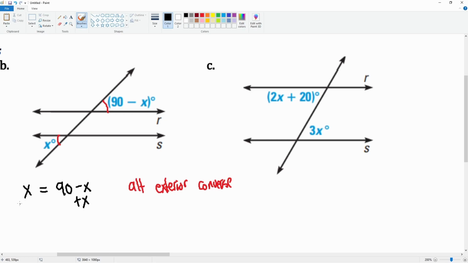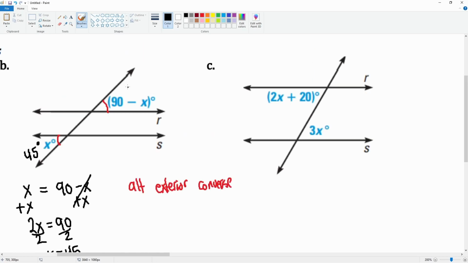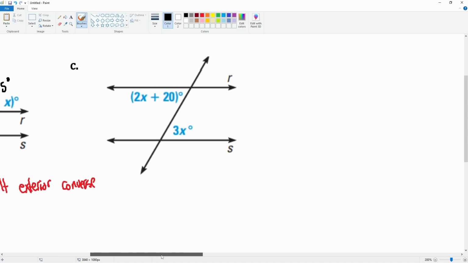So let's add x to both sides. This cancels, leaving you with 2x on the left equals 90. Divide by 2 on both sides, you get x is equal to 45. So this is 45 degrees. Then 90 minus x is also going to be 45 degrees. These two are congruent, or the same. Therefore, R is parallel to S.